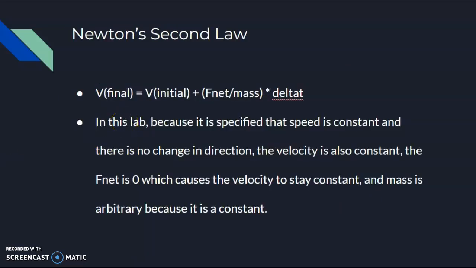Okay, for Newton's second law, V final equals V initial plus F net divided by mass times delta T. Alright, so at the start of this lab, it's specified that the speed has to be constant and there's no change in direction, which means that the velocity must also be constant. Therefore, V initial and V final, if they were the same thing, you could technically just cancel them out from the equation. They are basically irrelevant. So the F net must also be 0 because the velocity must stay constant, which means that F net has to be 0 to ensure that there's no acceleration. And mass is arbitrary because it is a constant.